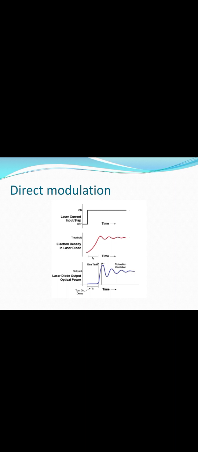Now the direct modulation signal is applied here, that is the input, the laser diode output versus time, and electron density is required here, and the output part is also required.